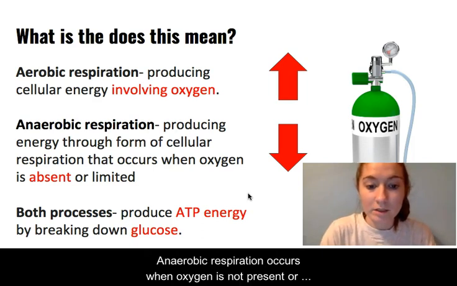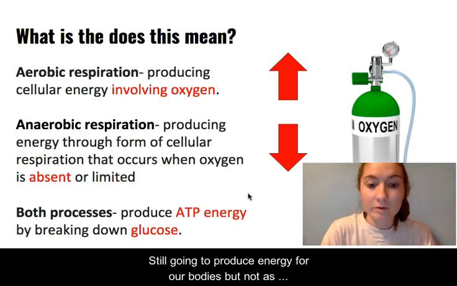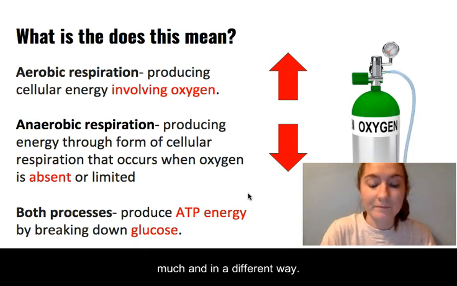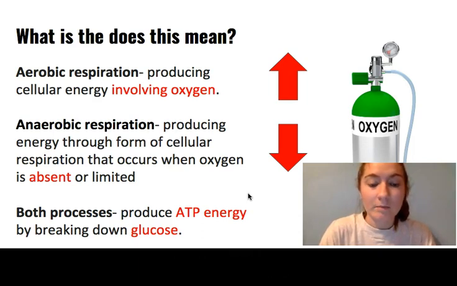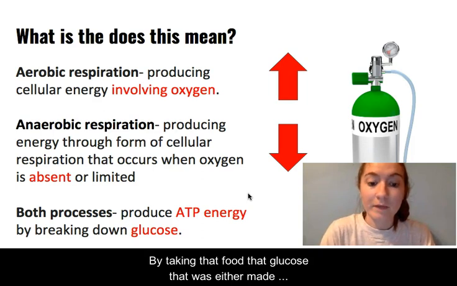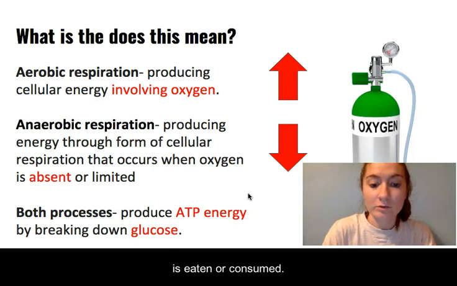Anaerobic respiration occurs when oxygen is absent or limited, and it's still going to produce energy for our bodies, but not as much and in a different way. Overall, both of these processes produce ATP energy by taking that food, that glucose that was either made in photosynthesis or in heterotrophs, where the food is eaten or consumed.